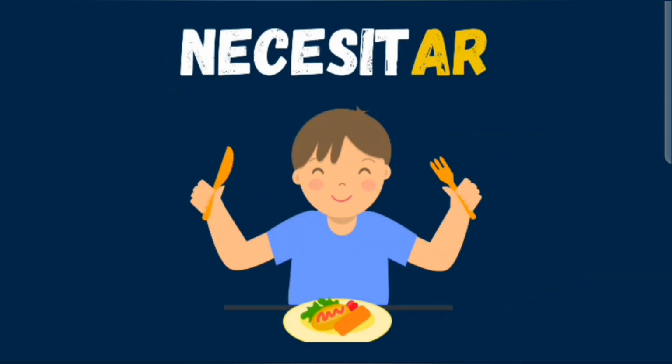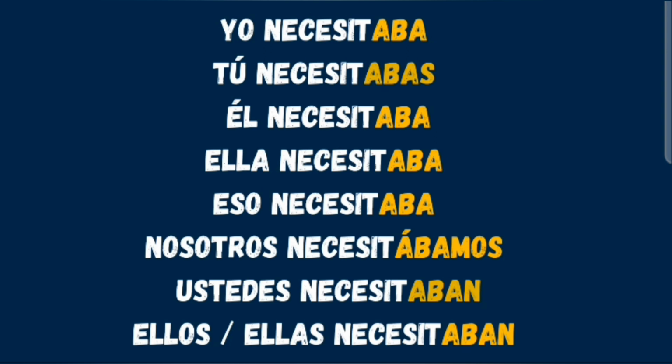All right, let's go to the next verb. This verb is to need, okay? To need in Spanish means necesitar. So let's see how you have to conjugate this verb using the imperfect past. Yo necesitaba. Tú necesitabas. Él necesitaba. Ella necesitaba. Eso necesitaba.